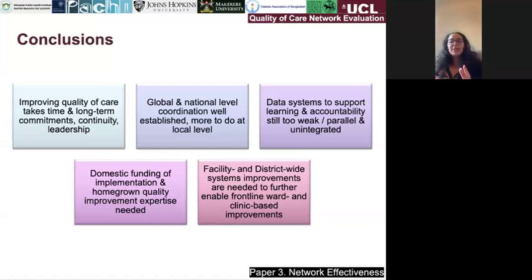So embedding quality throughout the system is a longer-term project, and so ideally this network needs to run for at least another 5 years to achieve strong results on quality and case facility rates nationally in each country.